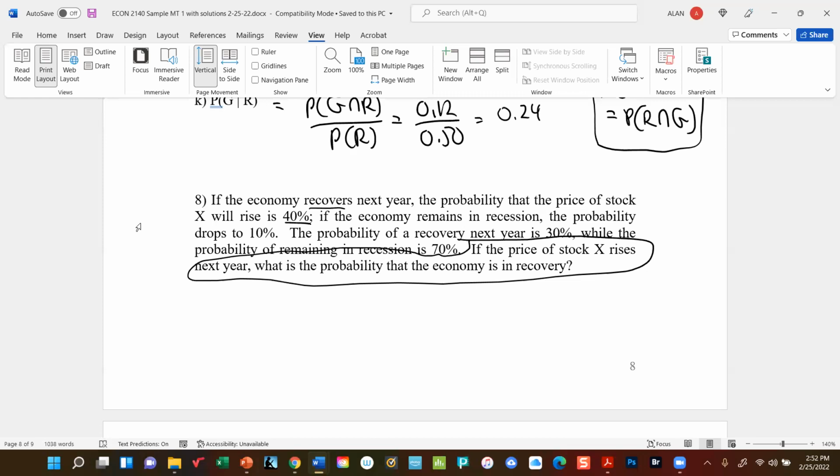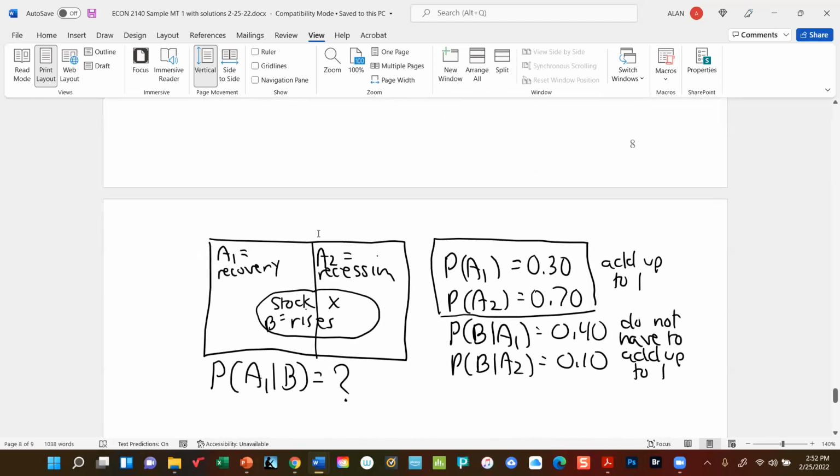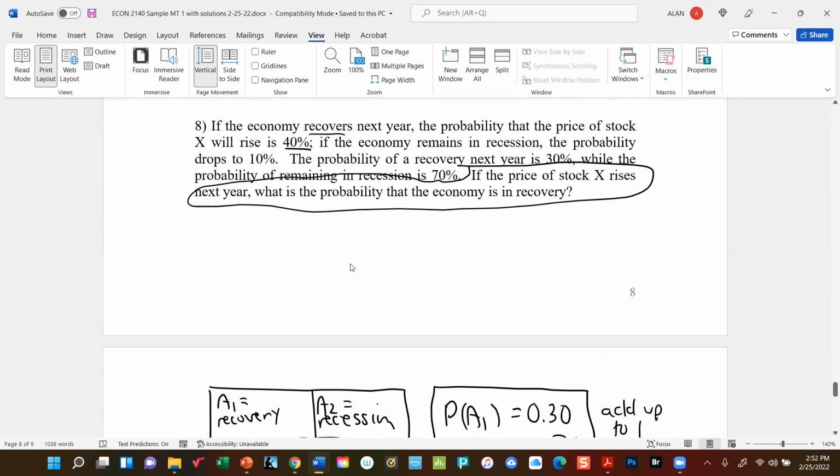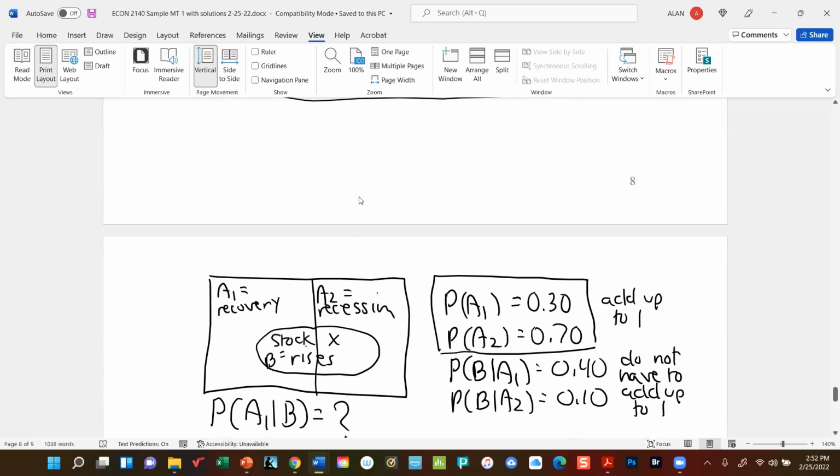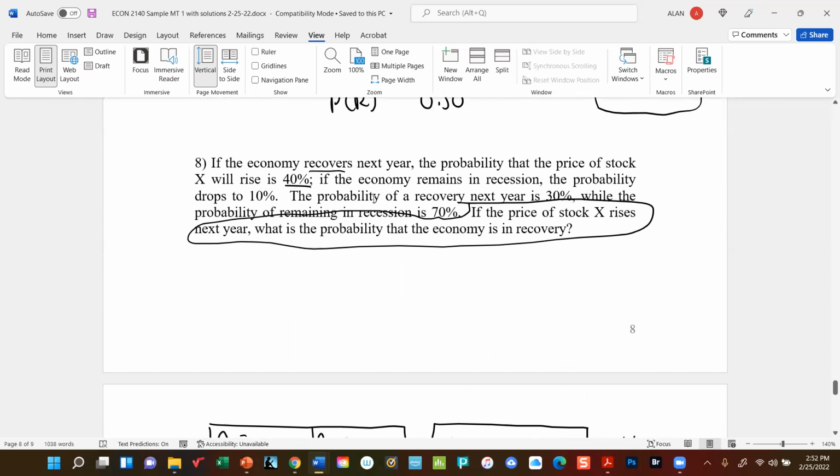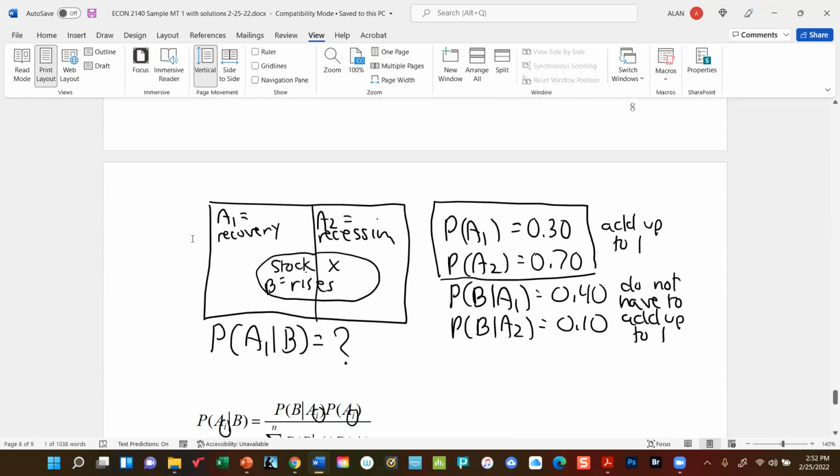Those are unconditional. So if you recall the way these problems are structured, we have a sample space which is broken up into a partition, and the events that form that partition in this case are the recovery and the recession. How do you know that? Because they're given to us as unconditional probabilities. And furthermore, these two probabilities have to add up to 100%. So I wrote them over here. I'm going to assign A1 to be the recovery and A2 to be the recession. And as I mentioned, they do add up to 1, which is exactly what we need.